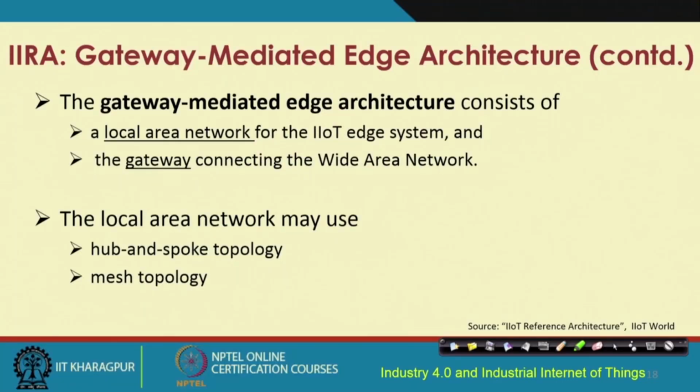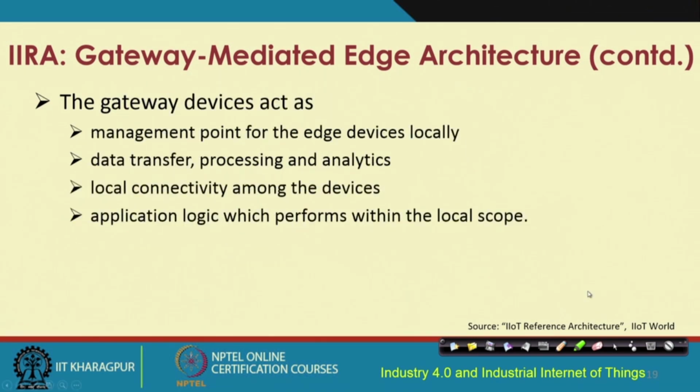So, you have this local area network which supports two different types of topologies, the mesh topology and the hub and spoke network topology. Then we have these gateway devices acting as the management points for the edge devices locally, helping in the transferring of the data, processing of the data and analysis of the data.